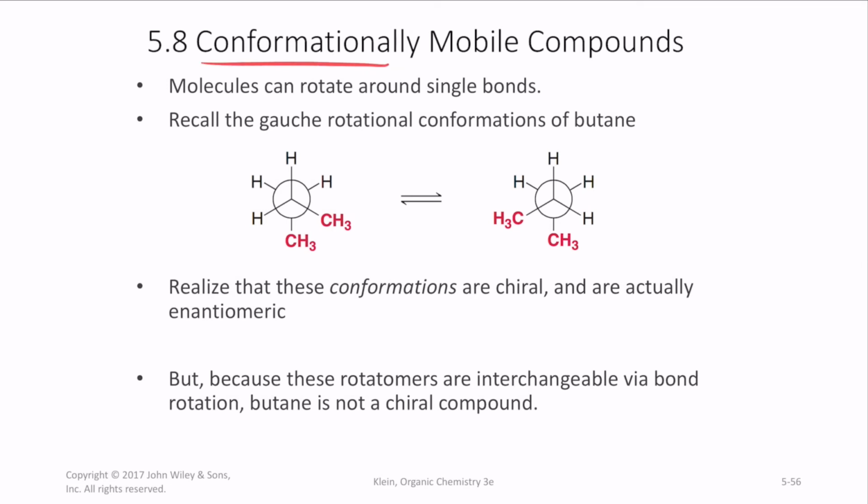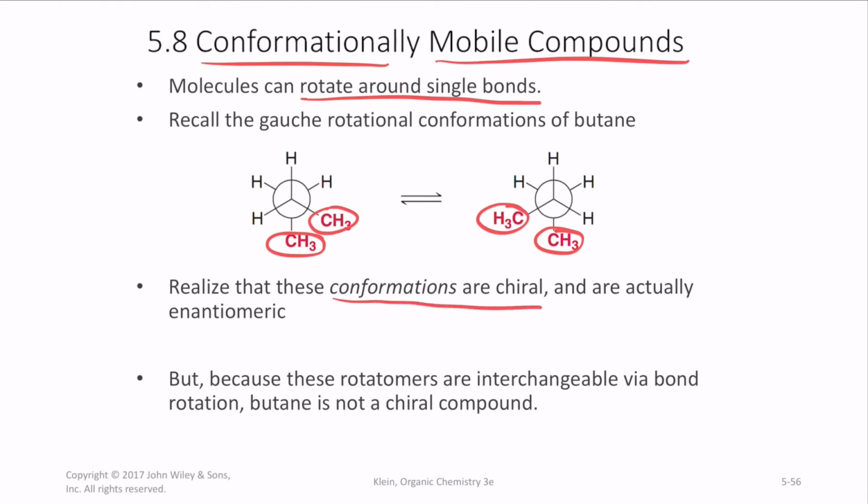Next, let's talk about conformationally mobile compounds. Molecules that can rotate around a single bond are called conformationally mobile compounds. If you recall the gauche rotational conformation, where for butane, CH3 and CH3 are right next to each other, this is an example of a conformationally mobile compound, but the other side will also become the same. Realize that these conformations are also chiral but are enantiomeric, which means that they are mirror images of each other. But because the rotamers are interchangeable via bond rotation, butane by itself is not a chiral compound.